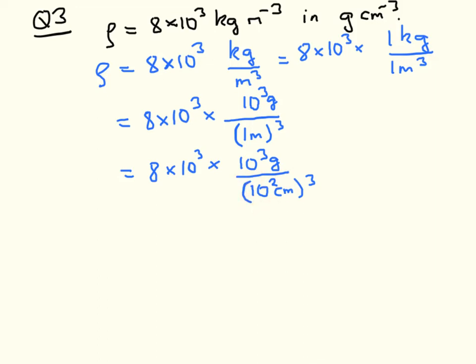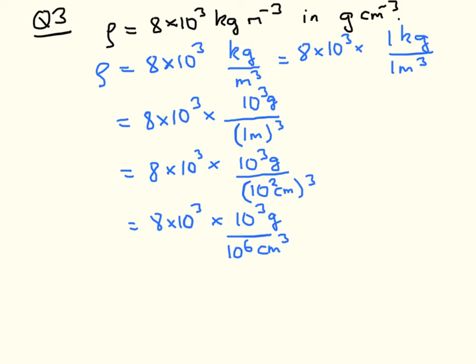So what do we get? Well, we have 8 times 10 to the 3, so far that's just sitting there, times 10 to the 3 grams, and on the bottom, when we cube the brackets here, 10 to the 2 cubed is 10 to the 6, you just multiply the 2 by the 3, so it's 10 to the 6, and centimetres cubed gives you, of course, centimetres cubed.